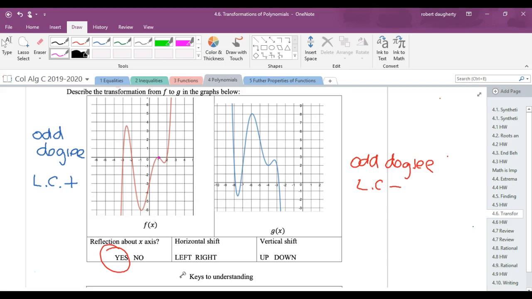Max or min? It's a relative max right here, okay. If I flip it, that relative max becomes a what? Relative min. So where would that point be on the blue graph? Yeah, so it's right here. So this is the same point.